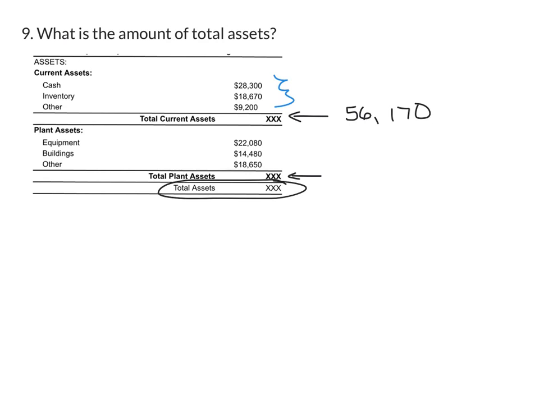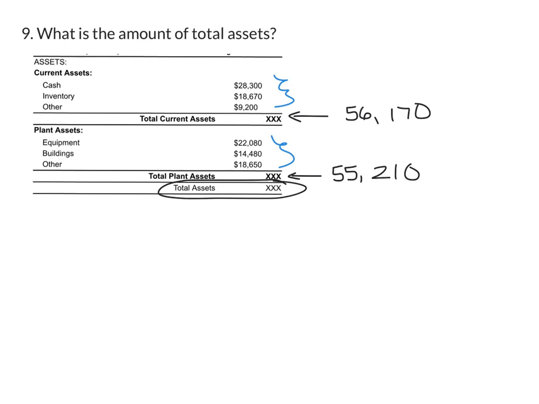$56,170. Next, we're going to look at plant assets, and we want to find the total of plant assets. To do that, we'll add $22,080 plus $14,480 plus $18,650. When we add these values together, we get total plant assets of $55,210.